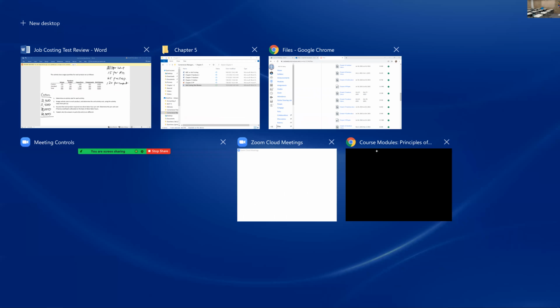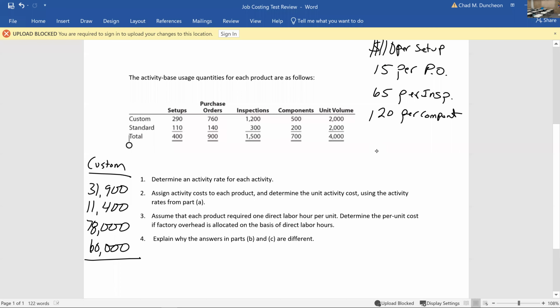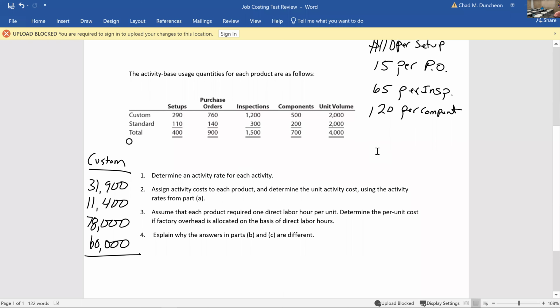Okay, so I'm looking. All right, so the next thing we can do is we have to assign or apply these costs to our production. So I look at my custom one here. And this is like a half-hearted job sheet, okay? I'm not putting the manufacturing overhead out on the side or anything. I'm just writing my numbers here. This first number is for my setups. So I took my actual number of custom setups, the 290, and multiplied it by the 110 per setup that I just found.